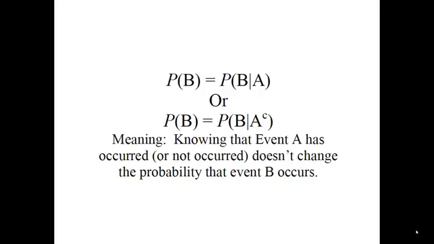Two events are independent if the probability of B is equal to the probability of B given A, or the probability of B is equal to the probability of B given A complement. Meaning, knowing that event A has occurred or not occurred doesn't change the probability that event B occurs.